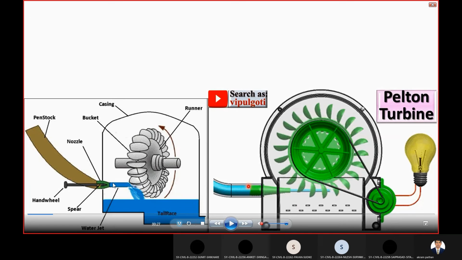So this is the inlet. If you look at the arrangement at the inlet, we have a nozzle. The function of the nozzle is to increase the pressure of the water, and inside this nozzle we have another arrangement, called a spear and wheel. This is a spear rod, and at the end of this spear rod we have a wheel. If you want to increase or decrease the discharge, we can do so with the help of this spear and wheel arrangement.